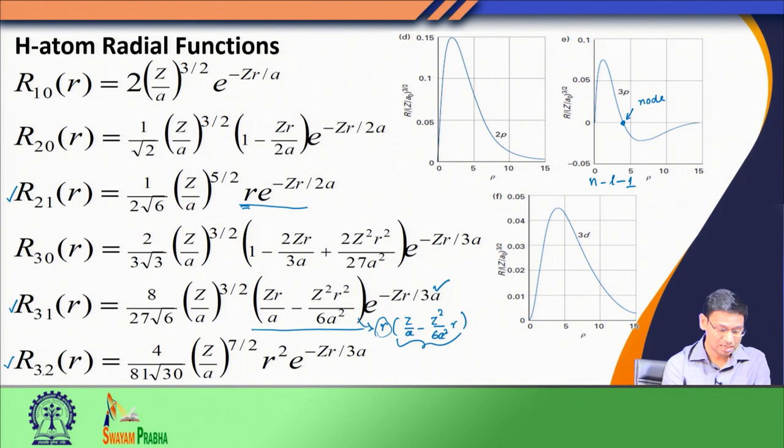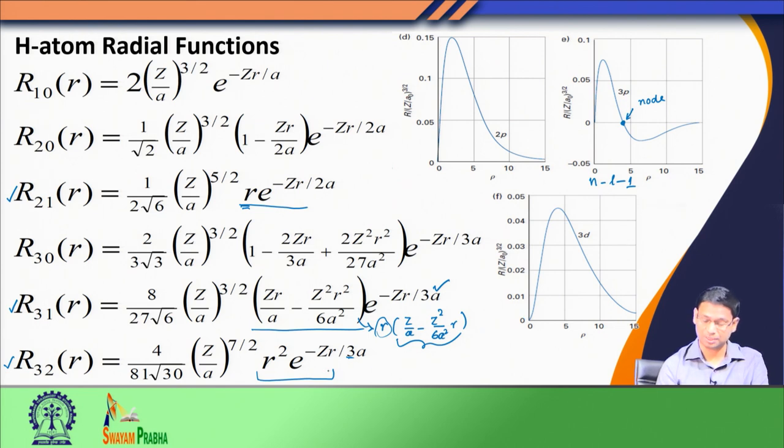So, where l is 2, you see the functional form is, apart from the constants, r square. We discussed that since it has an l value of 2, it should have an r to the power l type of term, that is true, multiplied by an exponentially decaying function. The function decays slowly because it is minus z r divided by 3 a, because of this 3. Now let us look at small values of r.